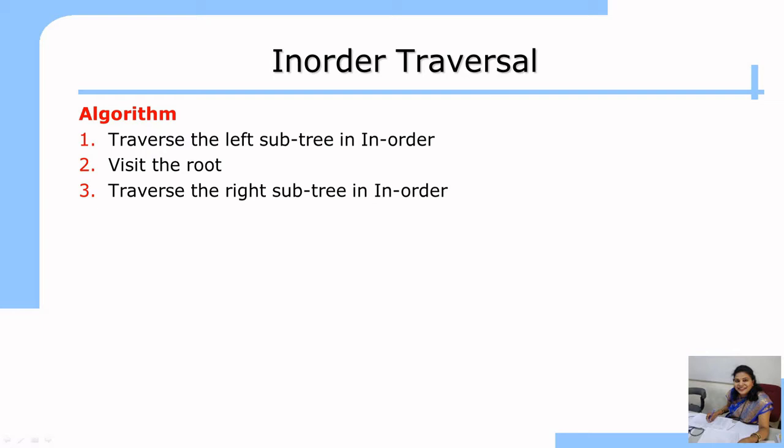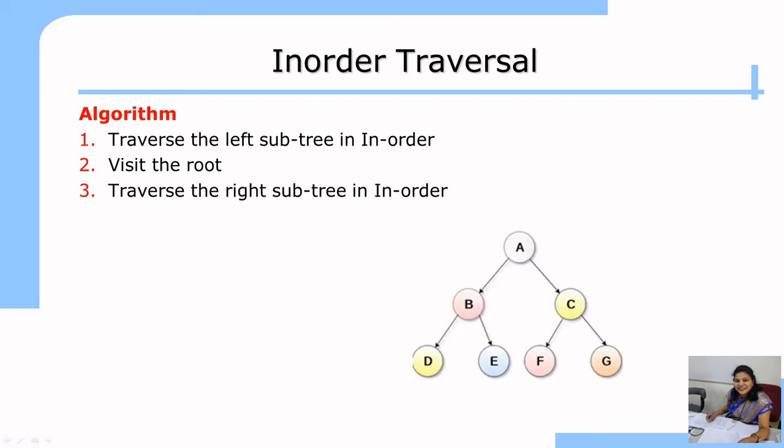L means go to the left side, traverse the left side. V means visit the vertex or visit the root, and R means go to the right side. So let us traverse this tree in order. So this is a binary tree. You can see that a binary tree has at most two children: minimum 0, 1 and 2 children. So each node A, B, C has two children, whereas D, E, F and G are the leaf nodes having 0 children.